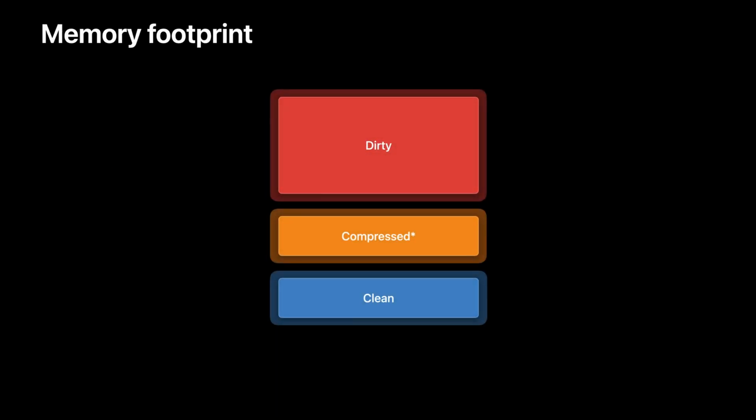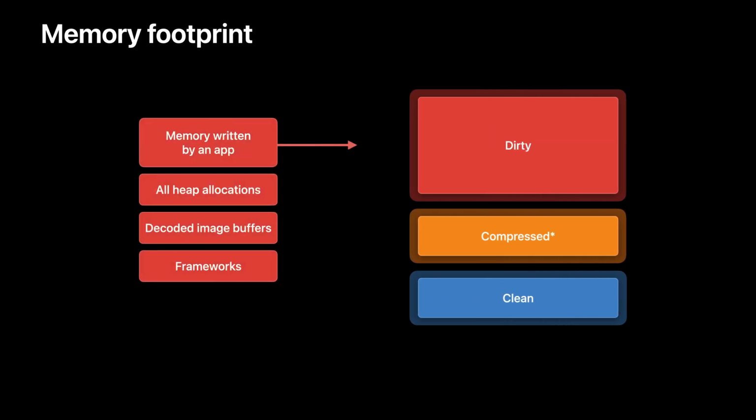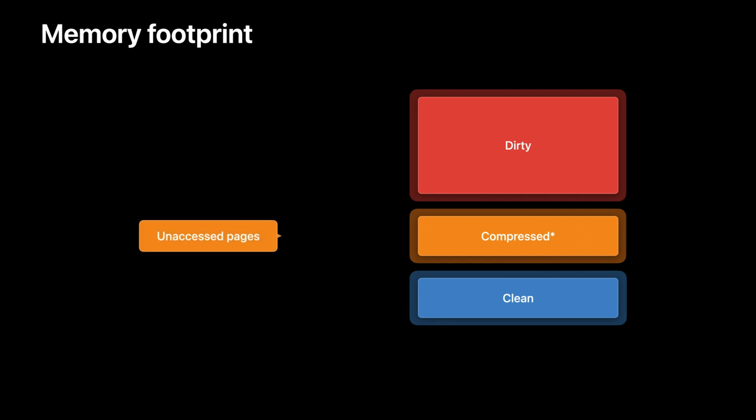There are three categories we use to break down your application's memory profile: dirty, compressed, and clean memory. Let's take a quick look at what each of these includes. Dirty memory consists of memory written by your application. It also includes all heap allocations, such as when you use malloc, decoded image buffers, and frameworks. Compressed memory refers to any dirty pages that haven't recently been accessed, that the memory compressor has compressed. These pages will be decompressed on access. Note that we do not have the concept of swap on iOS, which is specific to macOS.